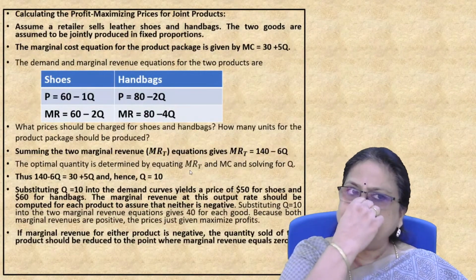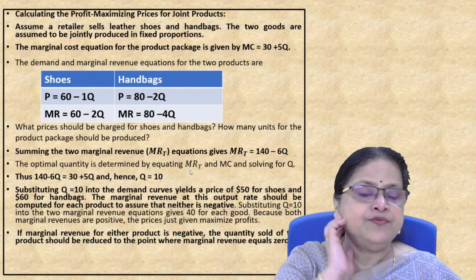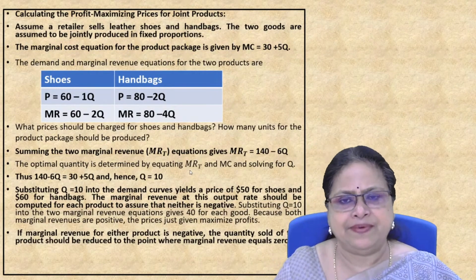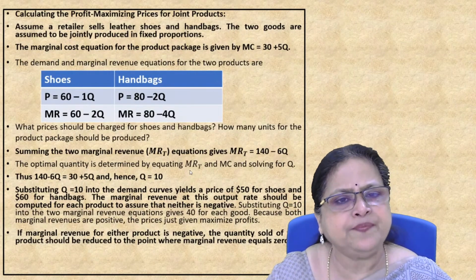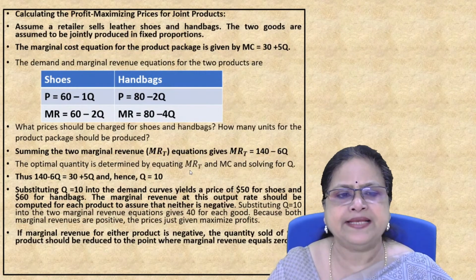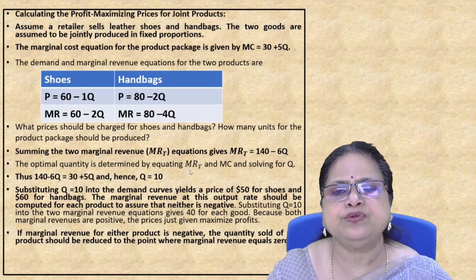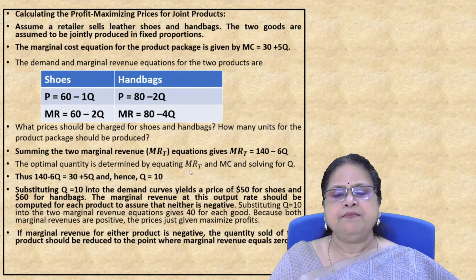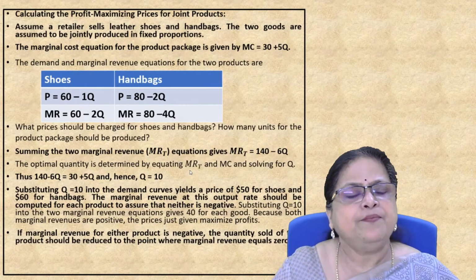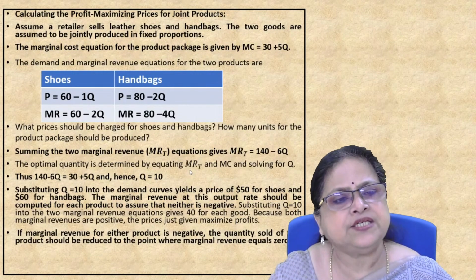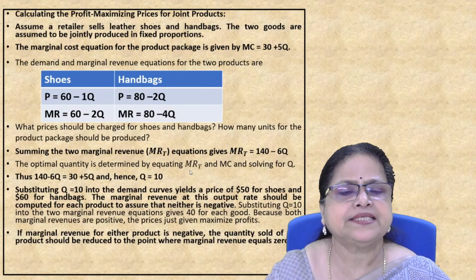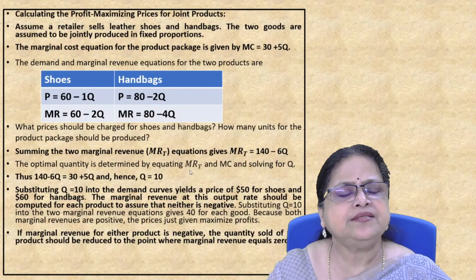Now this is an example calculating the profit maximizing prices for joint products. In the example, assume a retailer sells leather shoes and handbags. The two goods are assumed to be jointly produced in fixed proportions. The marginal cost equation for the product package is given by MC is equal to 30 plus 5Q. That is the marginal cost of producing leather shoes and handbags. But the market demand, or the price, is equal to 60 minus 1Q in case of shoes, and in case of handbags it is 80 minus 2Q. So that is the market demand.